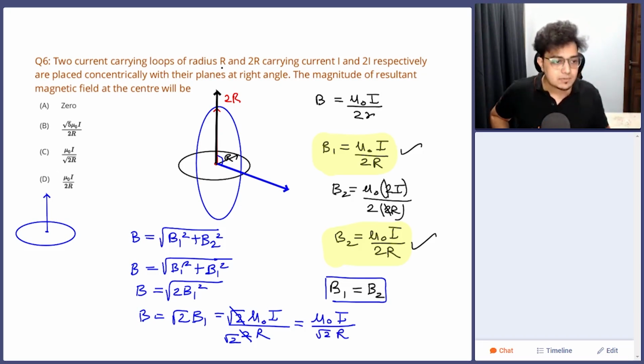Okay, remember R is outside the root. So it should be option C. R is outside the root. Okay, note that this R is outside the root. Okay, done.